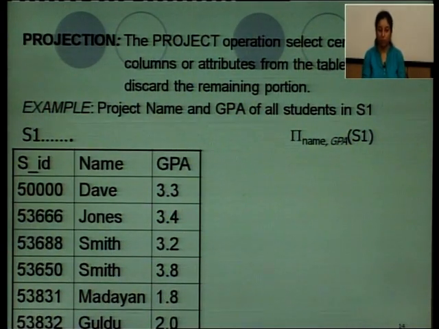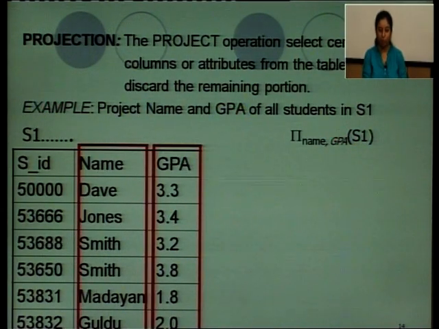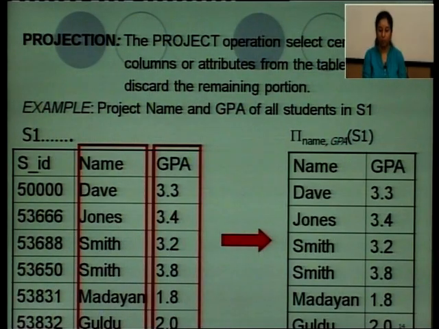Now next is projection. The project operation selects certain columns or attributes from the table and discards the remaining portion. For example, project the name and the GPA of all students in S1. Then I can show how this projection operation works in this slide. It is used to project two particular columns. This is the example of projection operation.